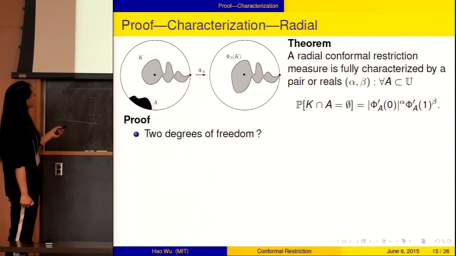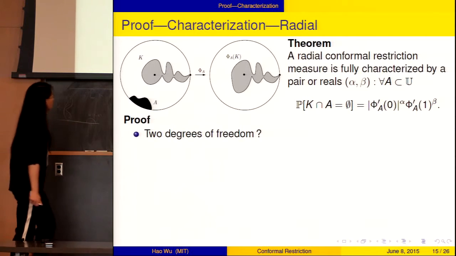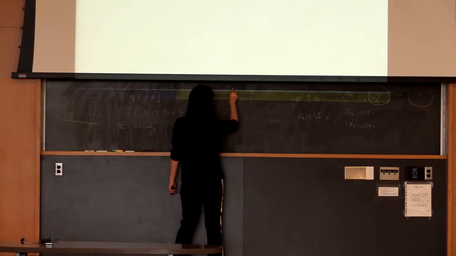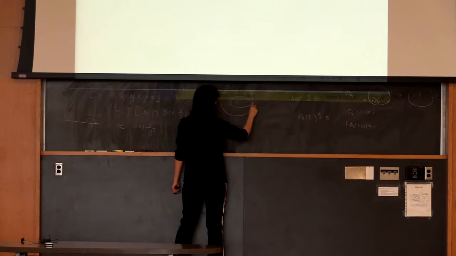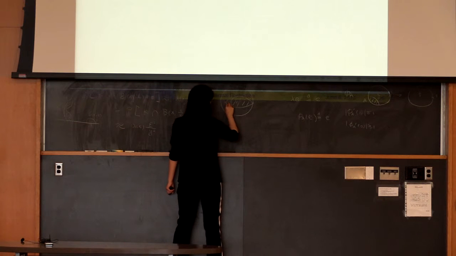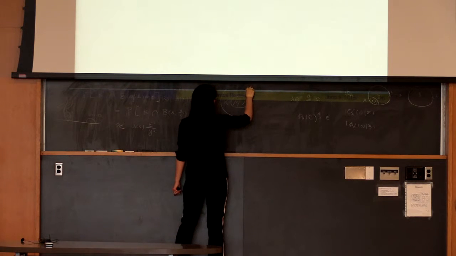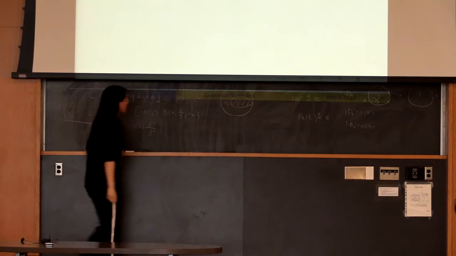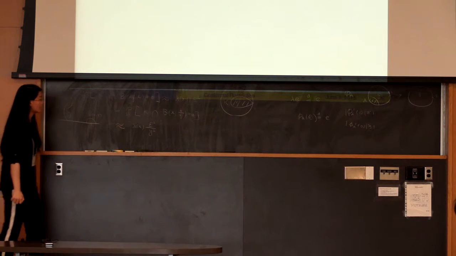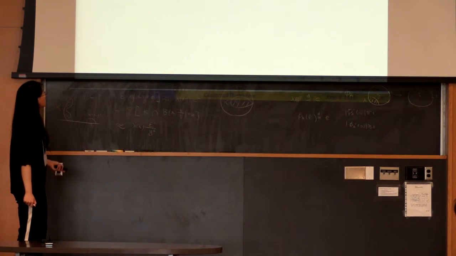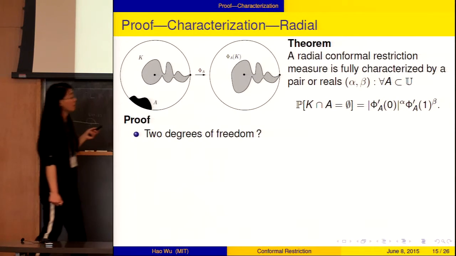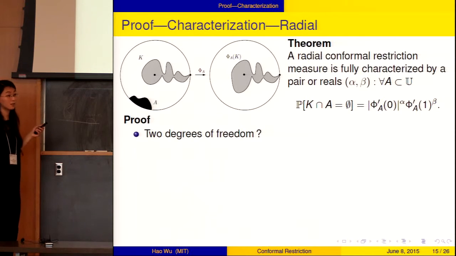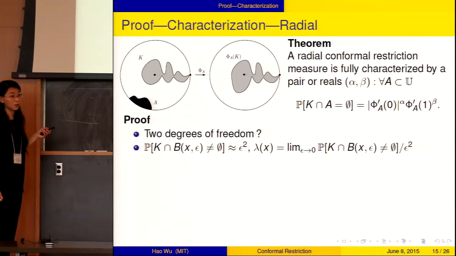The first step is the same as before. Now we are in the unit disc. This is the random set K. We draw a small ball on the boundary. We calculate the probability that this set K hits this small ball. Again, this probability will decay like epsilon squared. We normalize this probability, take the limit, and it will give a function lambda x. And now the second step will be different, because in the radial case, we don't have scaling invariance anymore.